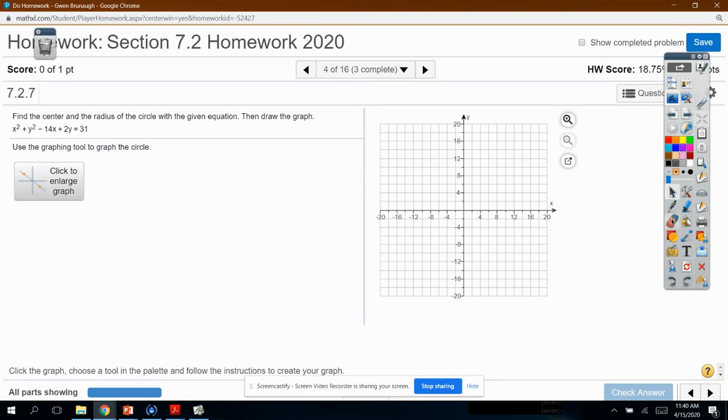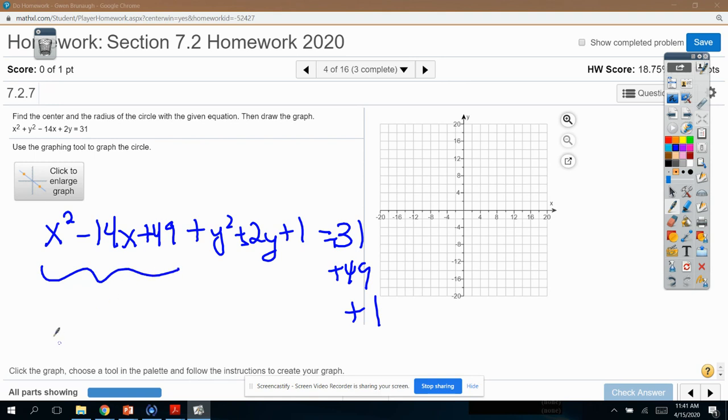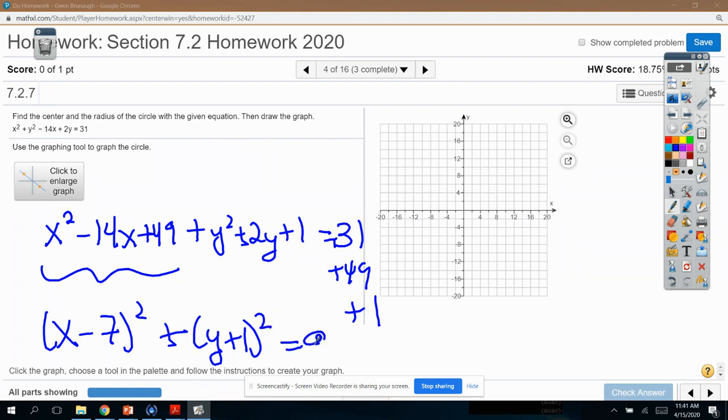All right, this time we're going to have to draw it, which is not going to be too bad. Arrange the terms, and you get x squared minus 14x. You have a y squared plus 2y, and that 31's on the other side, and that's okay. Half of 14 is 7. 7 squared is 49. Half of 2 is 1. 1 squared is 1. Okay, so we get an x minus 7 squared and a y plus 1 squared, and I'm getting 81 here.